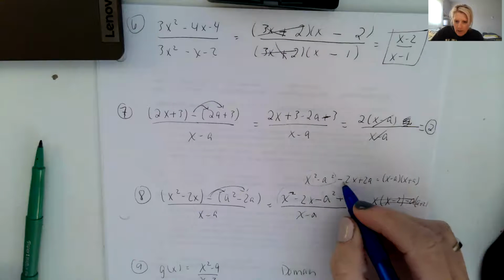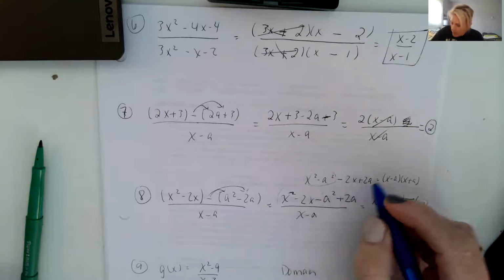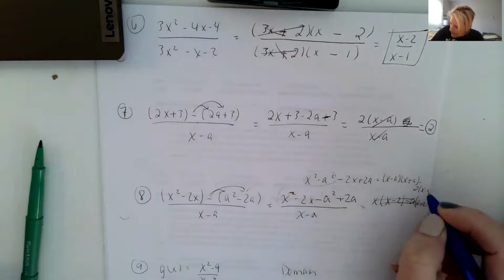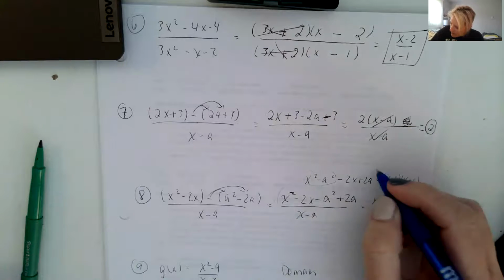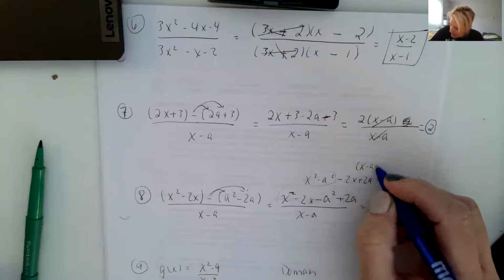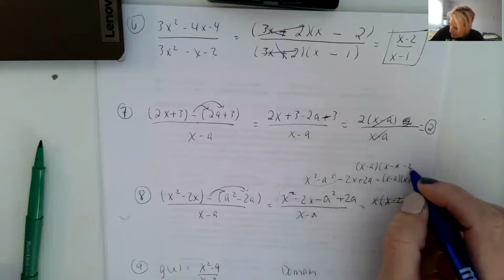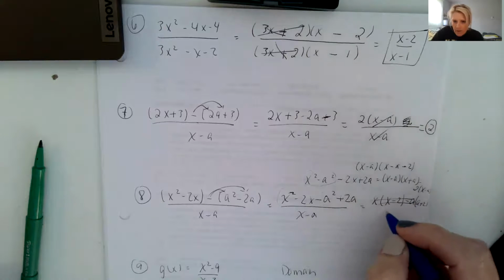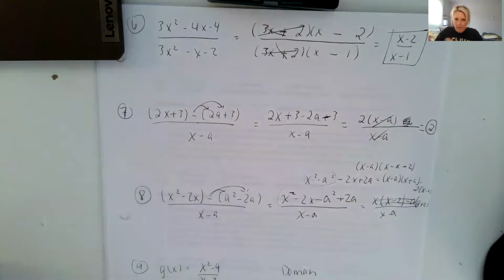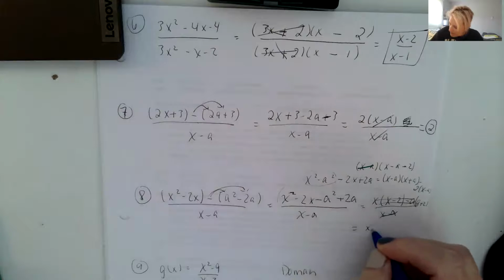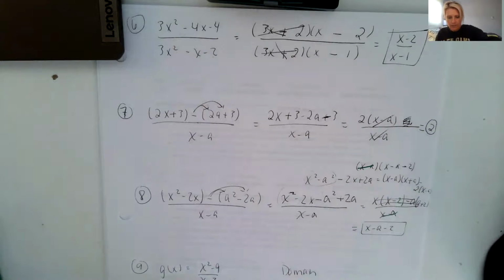And then if we factor out a negative 2, so minus 2, we'll have an x minus a. So we actually have an x minus a in common. And then we have an x minus a minus 2 left over. And then the denominator is just an x minus a. That's a tricky one. So the x minus a's cancel, and we're just left with x minus a minus 2. That was tricky.